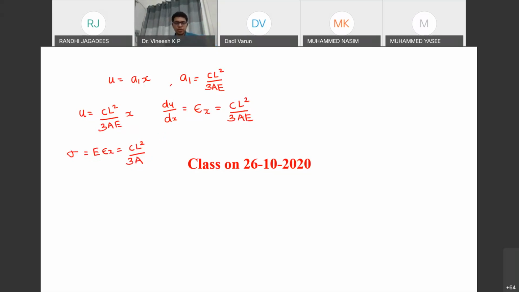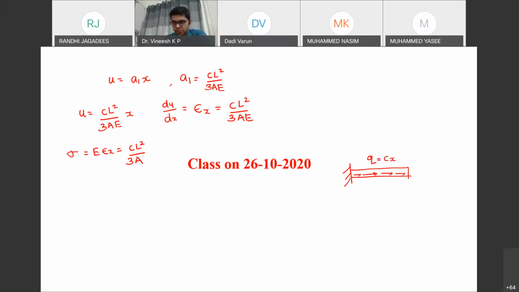If we found this expression, what are your observations? What is the variation of the displacement with respect to x? Because we are considering a bar problem. You have a bar here, then you have some load acting along the axis of the bar, and the intensity of the distributed load is equal to Qx. This is the problem which we are going to consider.